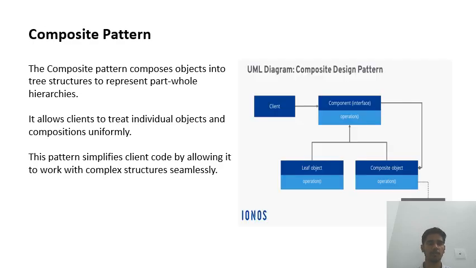Composite pattern. The composite pattern composes objects into tree structures to represent part-whole hierarchies. It allows clients to treat individual objects and compositions uniformly. This pattern simplifies client code by allowing it to work with complex structures seamlessly.